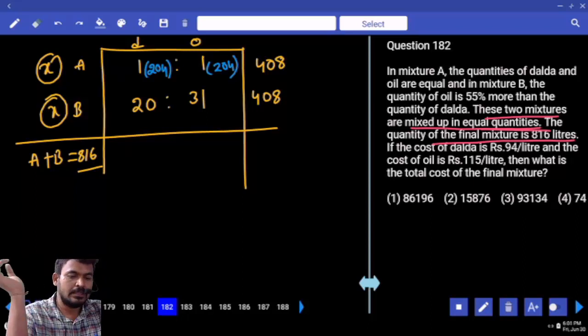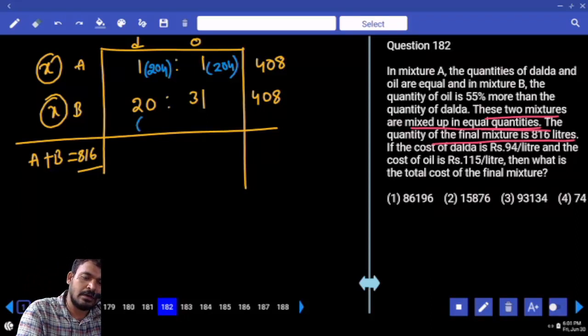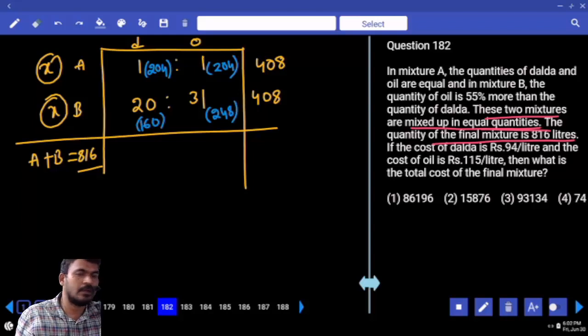Next, in the second one, out of 408, what is the dalda and oil ratio? 20:31. Total 51 parts. How many times? 8 times, 8 times 20 is 160. 31 times 8 is 248.